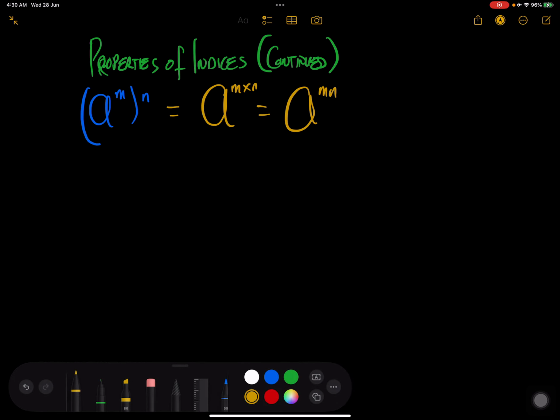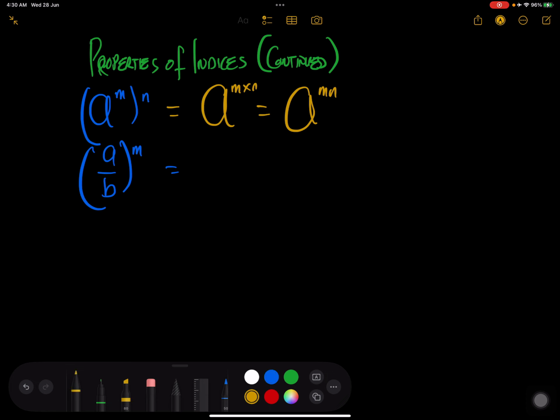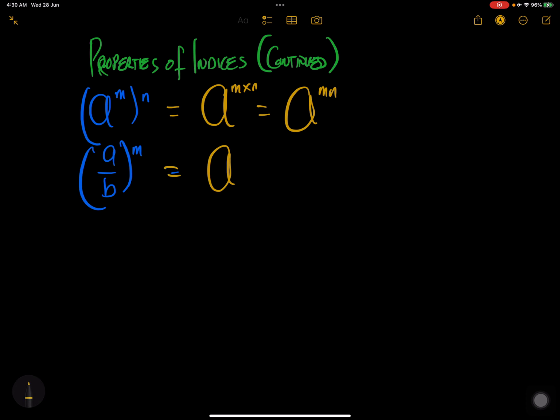The next property says that if you have a divided by b, all to the power of m, it's the same as taking a to the power of m and dividing by b to the power of m. A to the power of m divided by b to the power of m. Okay, so let's not forget about that.